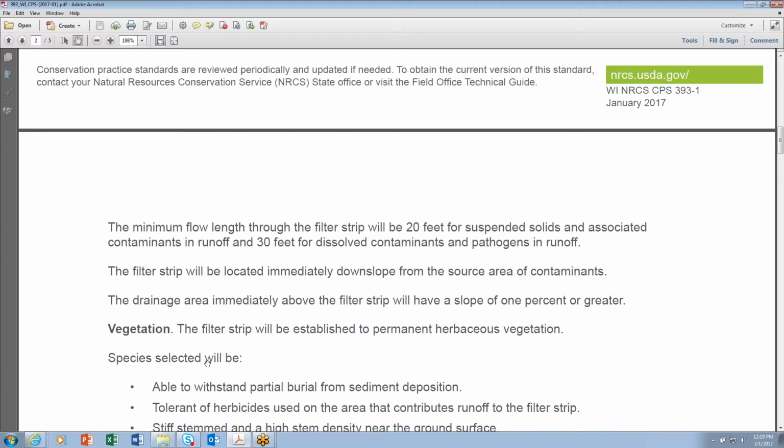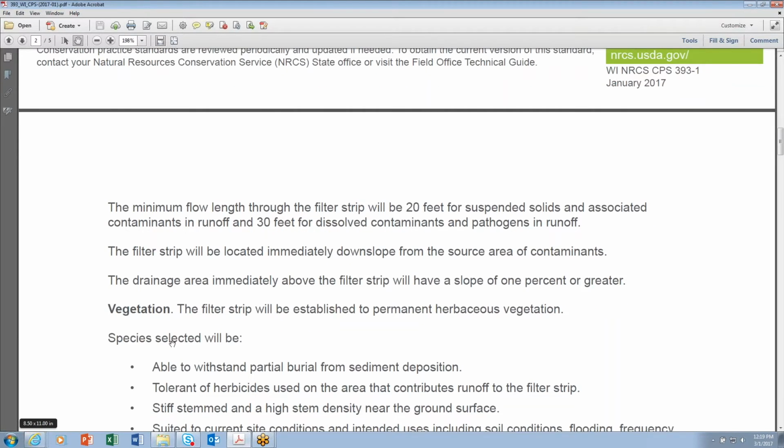But that is not part of the filter strip. That's just get back over to the 342 standard to design the grasses that you're going to be using, because the information you need for that design is in that TechNote. So it's a combination of two TechNotes.